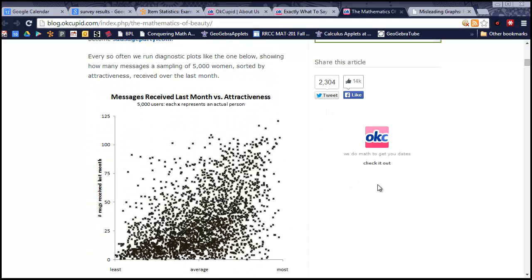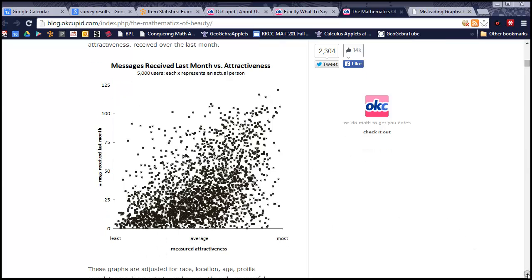Another example that they looked at is a scatter plot, a little bit different way to represent the data. Along the x-axis here is attractiveness, from least attractive to most attractive, and the y-axis is the number of messages that person received in the last month. People at the bottom don't get very many messages, people way up at the top get a lot of messages. You can see that there's some amount of correlation in that more attractive people tend to get more messages, but it doesn't follow linearly. We've got little X's all over the place here.